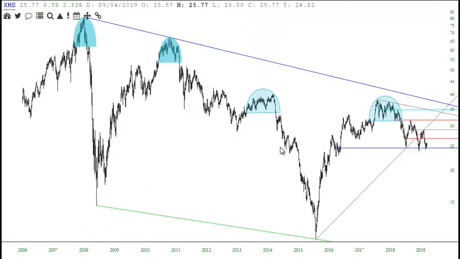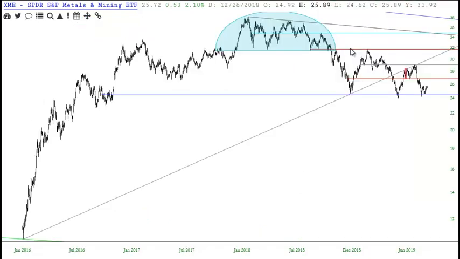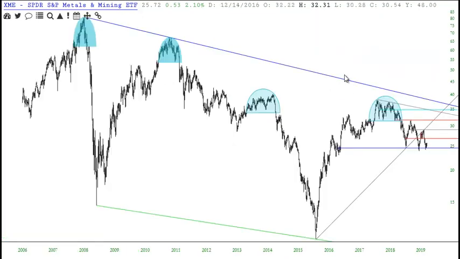And the last example is the S&P Metals and Mining ETF, and we've got a whole series of horizontals here showing range by range how this instrument has been working its way lower, and as of this recording, it needs a definitive break of 24.62 to complete this very substantial pattern.